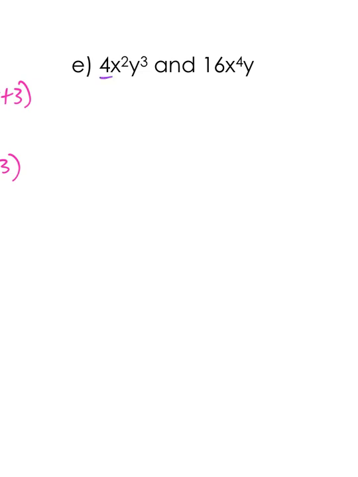For E, 4 and 16, this one's kind of nice because 16 is a multiple of 4. And so that is obviously going to be our least common multiple. For x, I've got x squared and x to the 4th, so I'm going to use the highest exponent, x to the 4th. And for y, I've got y to the 3rd and y, so I'm going to use the highest exponent, y to the 3rd.